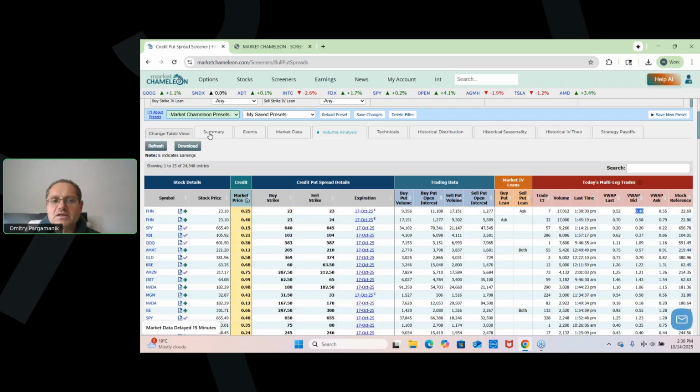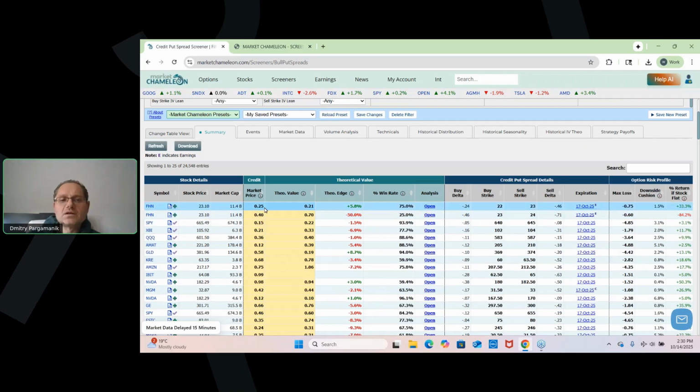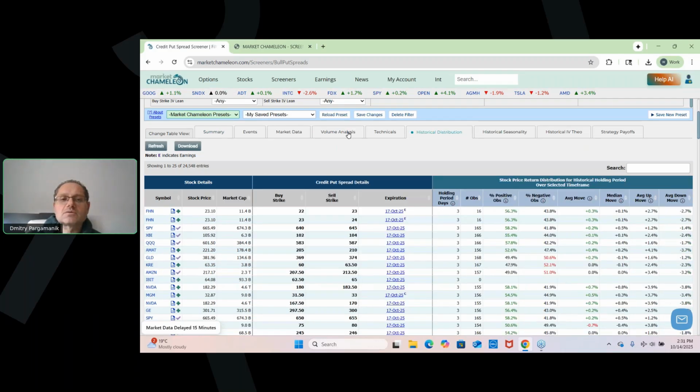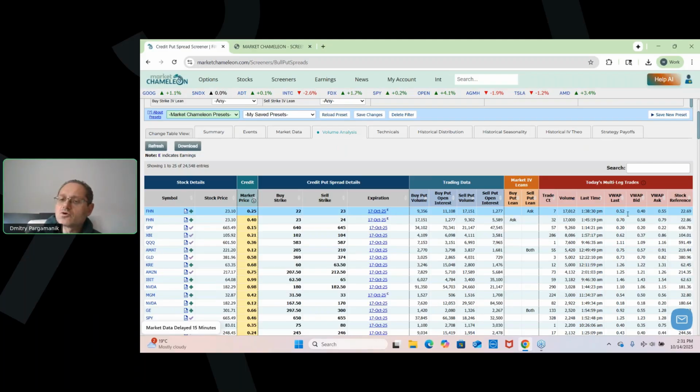And we could see, come back here in the summary, that the market price right now is 25 cents. And in theory, based on those historical stock moves, it is 21 cents. So it looks like there's already some theoretical edge based on the historical benchmarks. And in addition, what we see is that the executions so far have been closer to that offer, to the ask price.